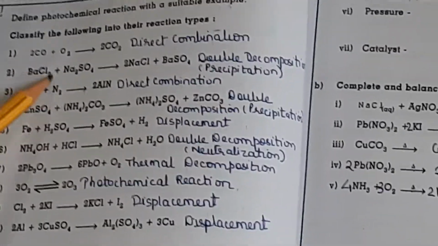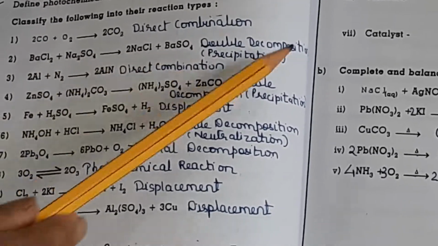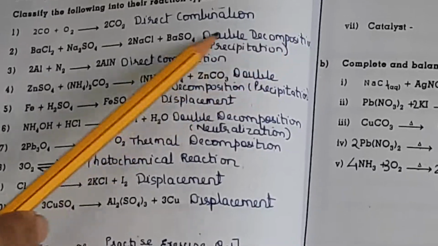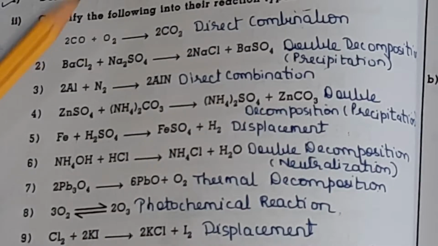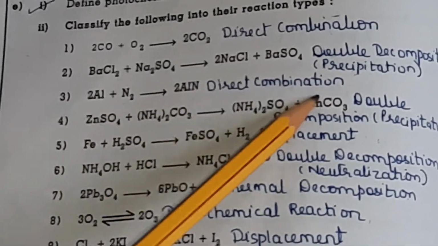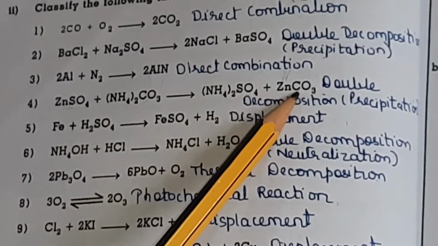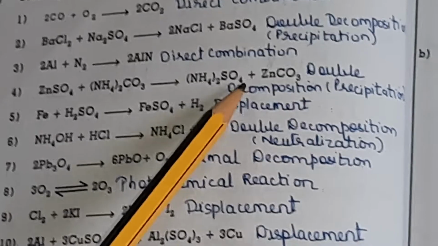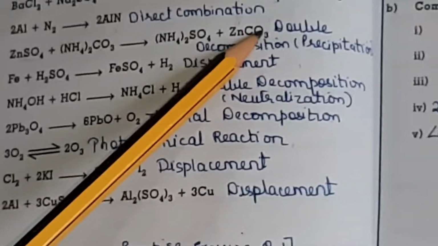Then next BaCl2 plus Na2SO4 giving you 2NaCl plus BaSO4. So this is your double decomposition reaction. In bracket you have to mention precipitation reaction. Okay. Then 2Al plus N2 will give you 2AlN, direct combination reaction. Then next is ZnSO4 plus (NH4)2CO3 giving you (NH4)2SO4 plus ZnCO3. This is also double decomposition, bracket precipitation. This ZnCO3 is a precipitate.